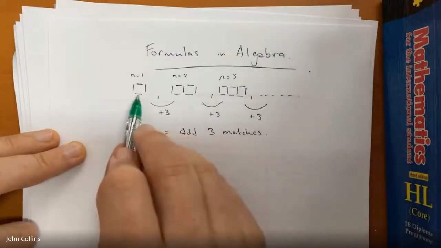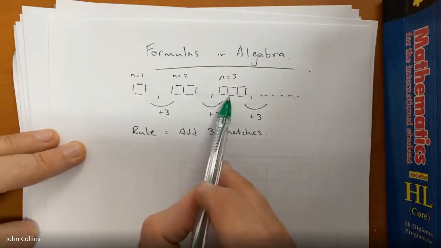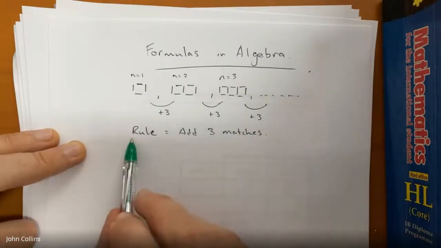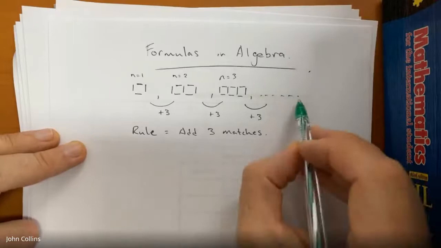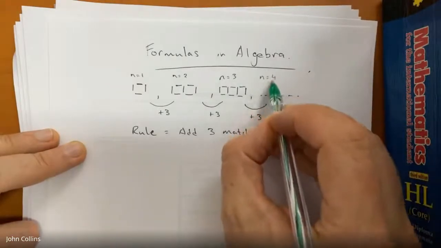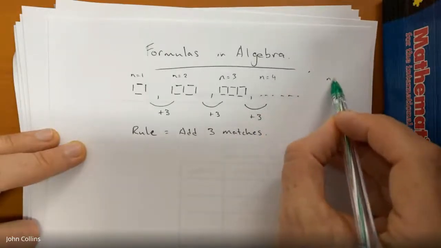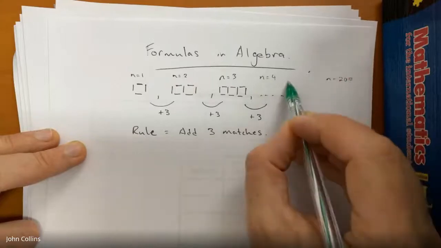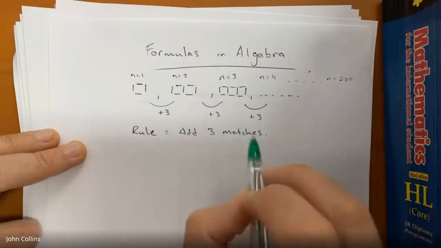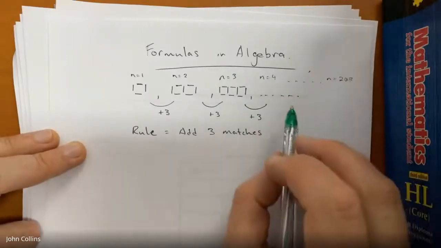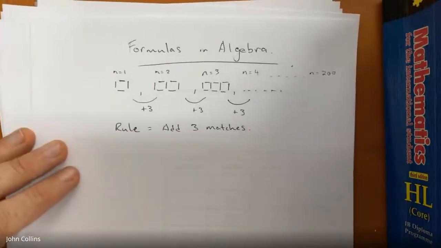How many matches are in the first one? 4, then there's another 3, that's 7, then there's another 3. So you can just count those up. The rule is not particularly useful when you're trying to find a term way down the line. If I wanted to find n equals 4, the 4th term would be easy, you just add another, you could draw it. But if I wanted to find n equals 207, the rule is not going to be much help, because I can keep adding 3, but it's going to take me a while, or do some multiple of 3. It'd be difficult. So that's why we need to do formulas.